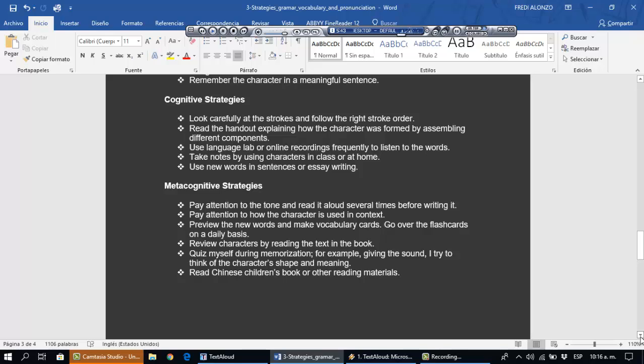Preview the new words and make vocabulary cards. Go over the flashcards on a daily basis. Review characters by reading the text in the book. Quiz myself during memorization, for example, giving the sound. I try to think of the character's shape and meaning. Read Chinese children's books or other reading materials.